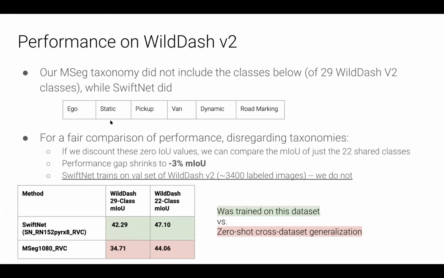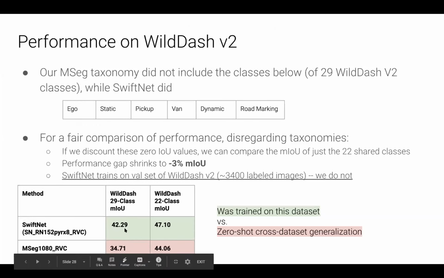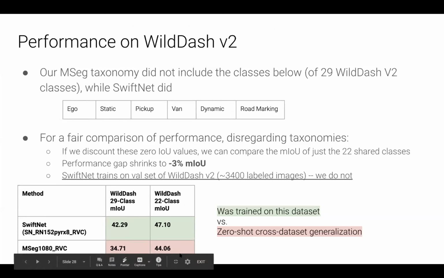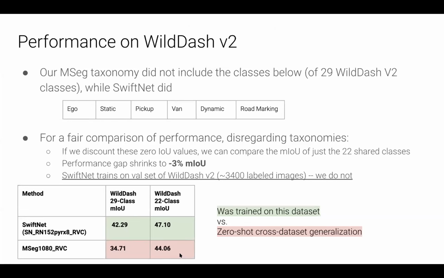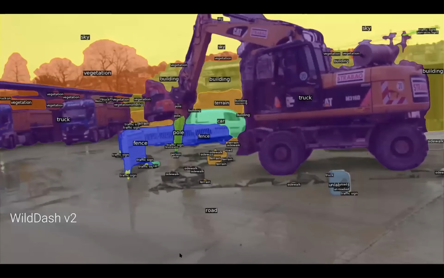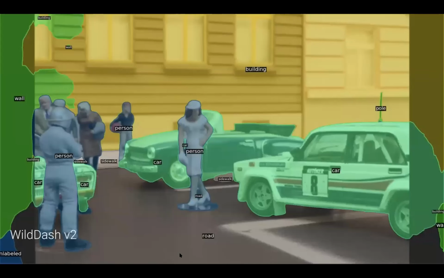On WildDash, once again, we had 0 on a few categories because these weren't included in our universal taxonomy. And once again with SwiftNet, we were about 8% below them if you consider all the classes; if we exclude categories where they get a 0 and we get a 0, we're about 3% behind them. But once again, ours was zero-shot cross data set generalization, whereas they trained on it. And here are a few fun images from WildDash. Kudos to Oliver and his team for collecting a data set. And one of the negative examples, which we're still able to basically reason about.